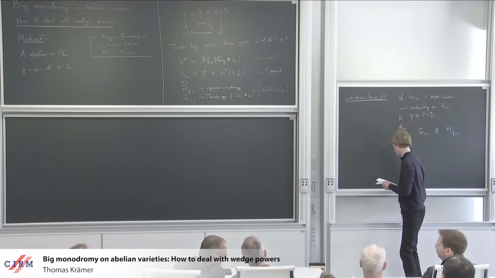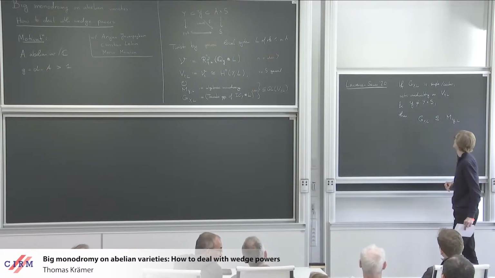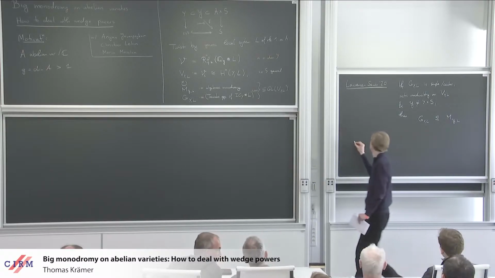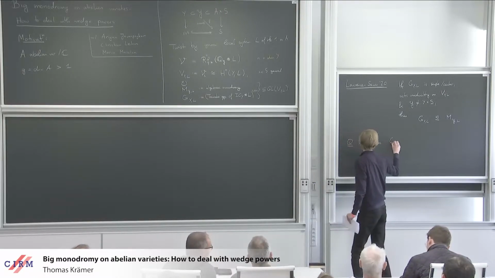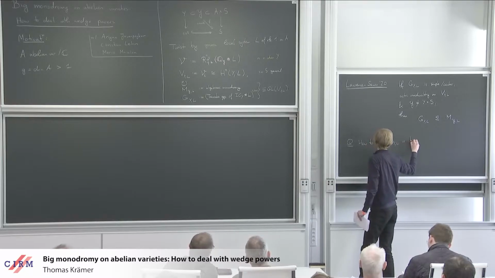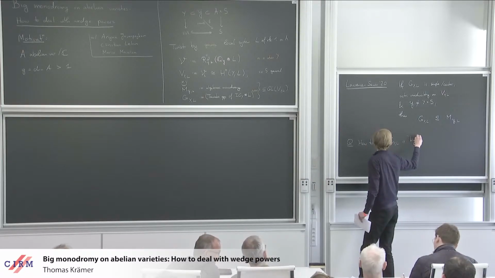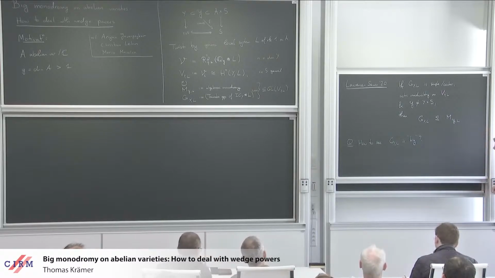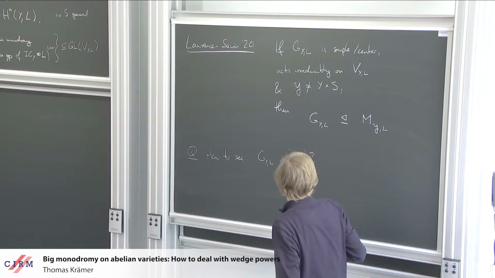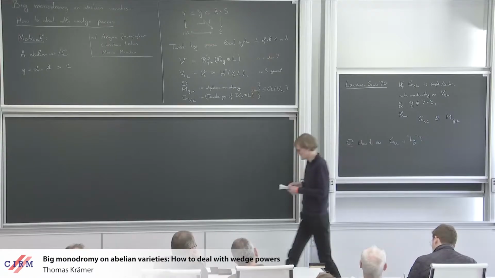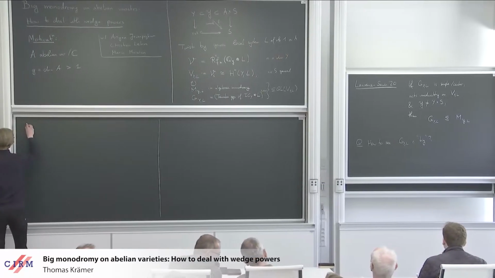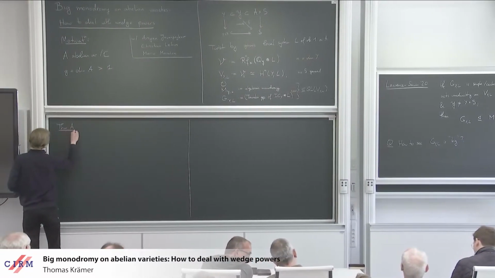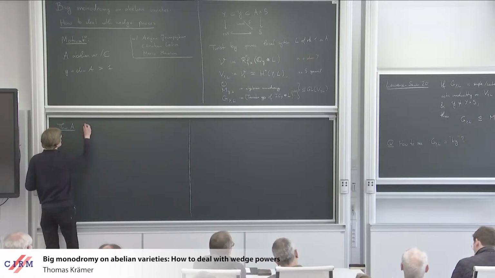Okay, so this is the statement. And the question now is how do you show these groups here are big, in the sense that the assumptions here are satisfied, and ideally you would like G to be a classical group acting via its standard representation. And this is the first result I want to mention here.